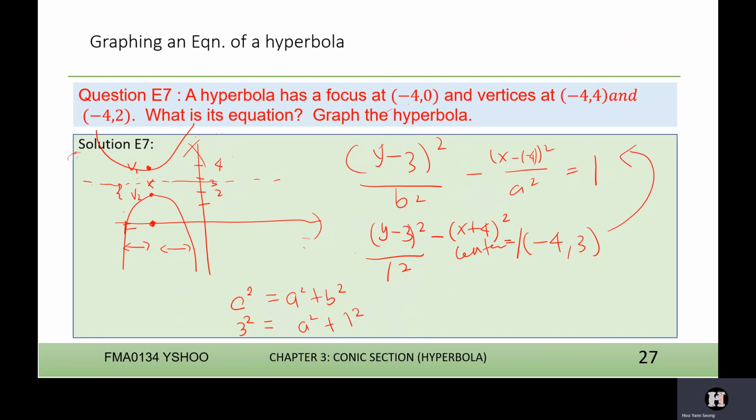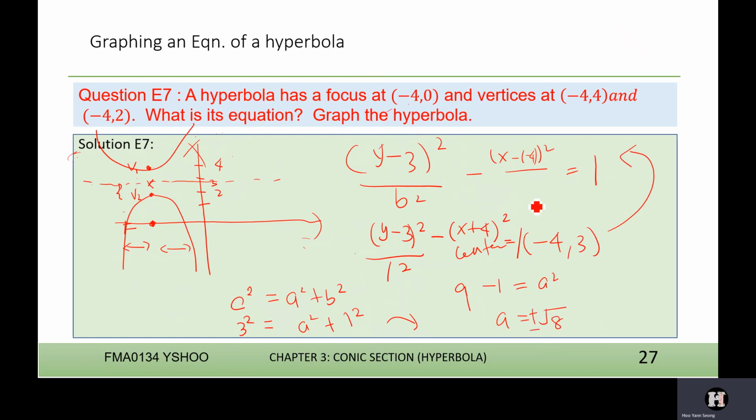Okay, is my c 3? Yes, it's 3. Okay, so now how to find c? So it's 9 minus 1. Okay, 9 minus 1 equals a square. So actually your a is 8. Okay, so plus minus 8.